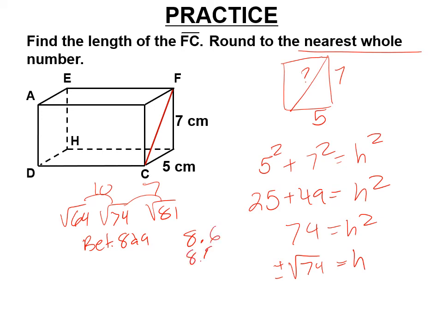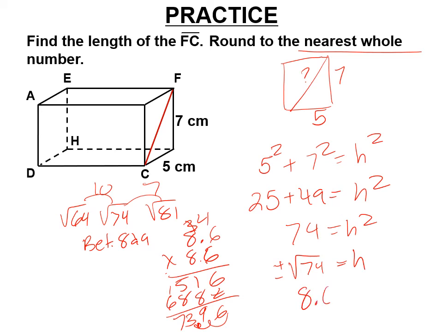Let's see. 6 times 6 is 36. 6 times 8 is 48. 8 times 8, 64. 73.96. Whoa, that's dead on.